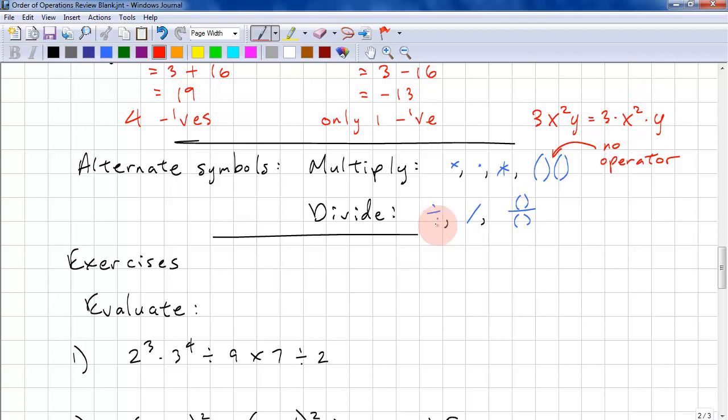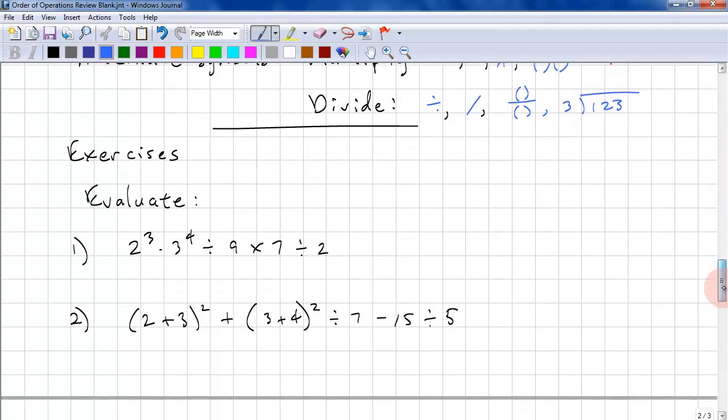And dividing. We have this symbol as usual. We have this symbol. We have this symbol. And we have the long division symbol as well. So if we had 3 divided by 123, we'd write it out like that. But we don't use this much in algebra. If you need to, you can watch the video on how to answer all the questions. And that completes this review.